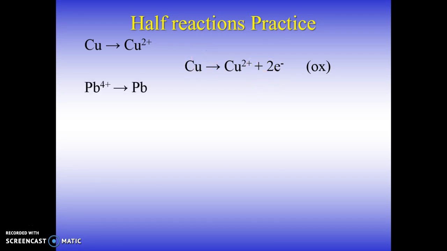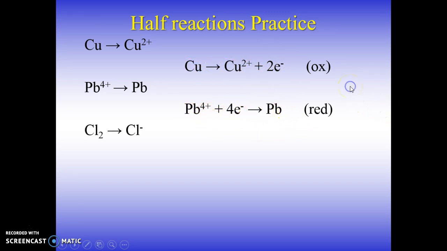Next one, lead 4+ going to lead. Once again, it's pretty straightforward. The lead ions balance because there's one of each. +4 goes to 0. So now I have to actually gain electrons in order to make my neutral. So here's reduction occurring. And so I'm going to show those 4 electrons that I have to gain on the reactant side. So notice in both of these cases, total charge on both sides is 0. 0 here, +2 - 2 is 0, +4 - 4 is 0. It's not always going to have to be that way, but oftentimes you're going to see it that way.